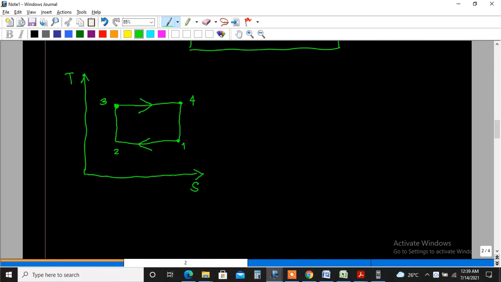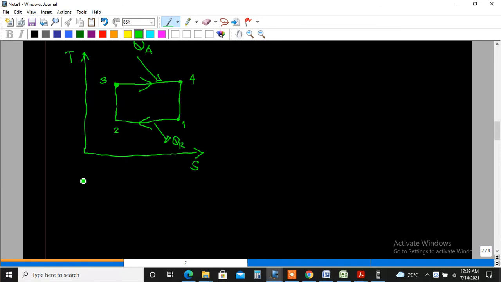So what is being asked is heat rejection. In this class, process 3 to 4 is the heat addition, and process 1 to 2 is the heat rejection. Therefore, the change in entropy is equal to S1 minus S2, and for example, this area is the heat rejected. Okay.